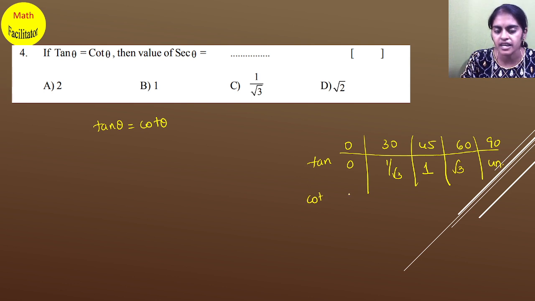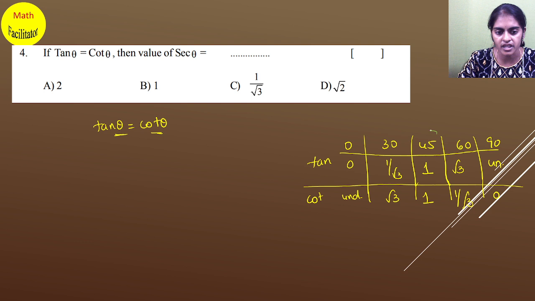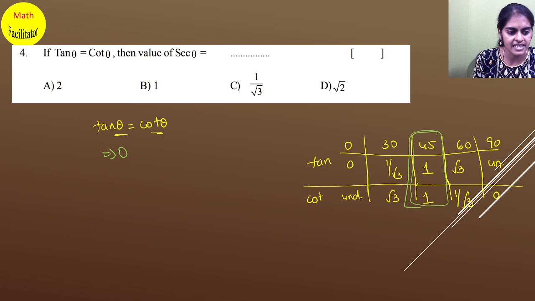And if I want the cot value, cot 0 is undefined, cot 30 is root 3, cot 45 is 1, cot 60 is 1 by root 3 and cot 90 is 0. So here for which value tan and cot are equal, you can very clearly see when theta is 45, tan and cot are equal. So theta should be how much? 45 degrees. Okay.